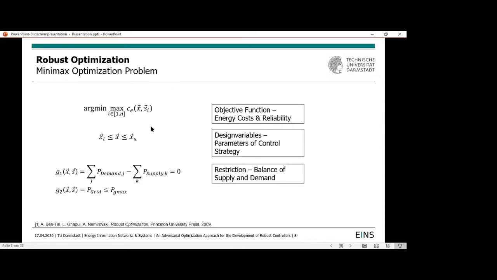Design variables are described through vectors, where vector X consists of parameters of the control strategy, and the vector S consists of the parameters for the model of the energy supply system. These model parameters can, for example, be the building power demand, the nominal charging power, or the maximum charging power at the EV station.